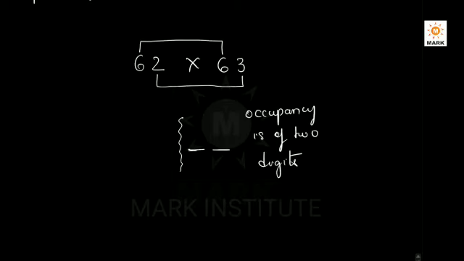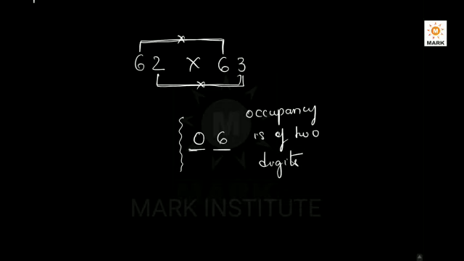So what is 2 into 3? First you have to write the multiplication of these two units. 2 into 3 is 6. But since the occupancy should be 2 digits, we write 06 here. Now come to the left side part. The remaining numbers are the same, right? These two numbers are 6 and 6. Multiply these two numbers. What is 6 into 6? 6 square is 36.